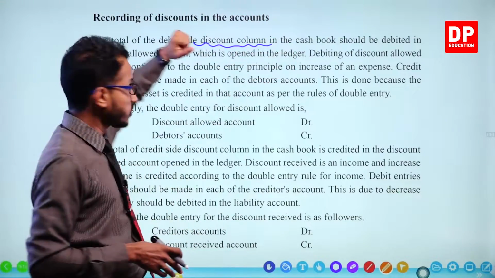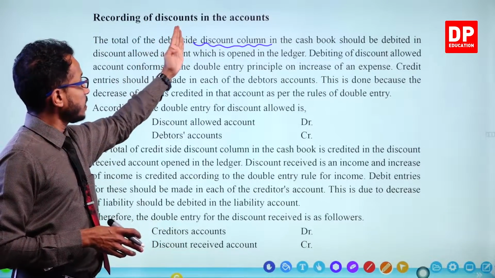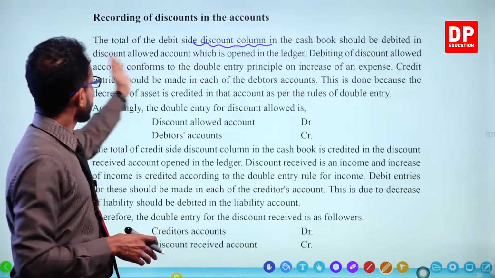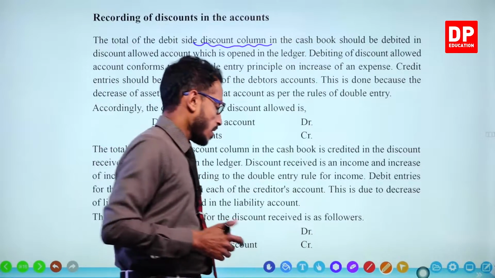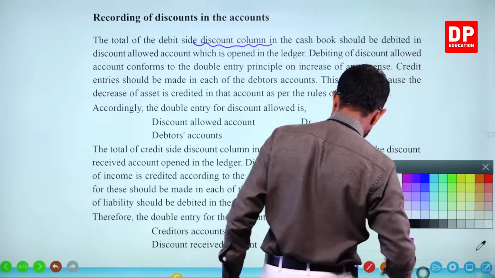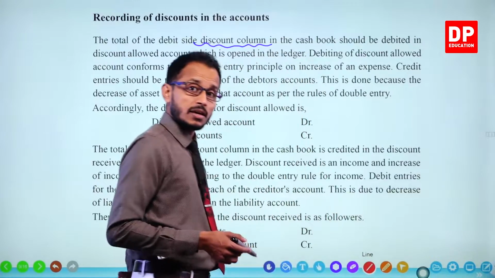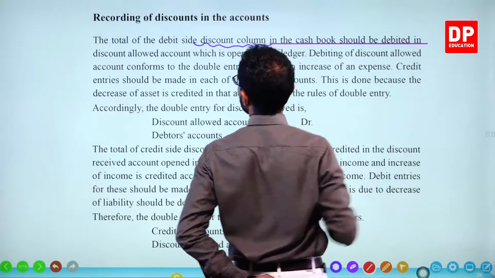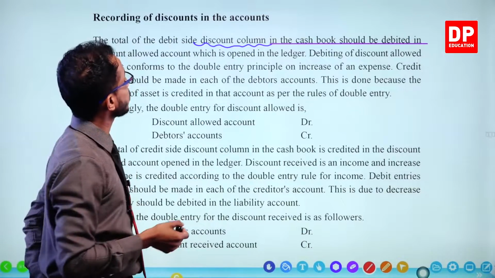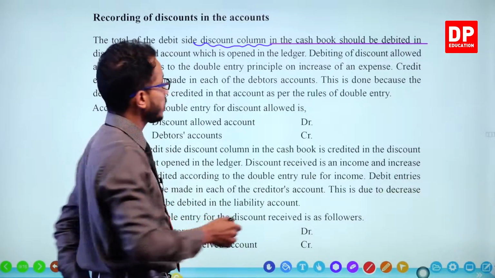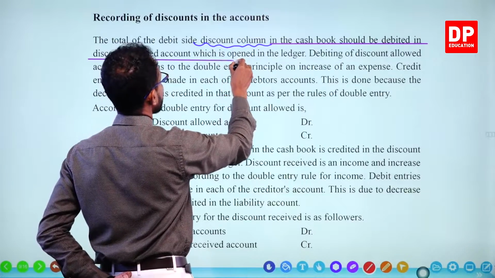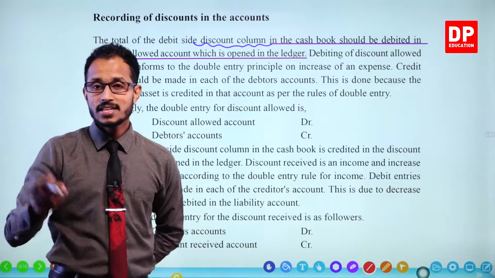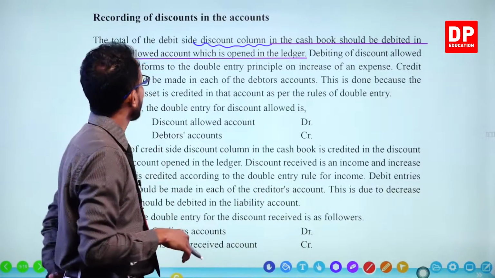So let's read out the text. The total of the debit side discount column in the cash book should be debited in the discount allowed account, which is opened in the ledger. Now, we are processing a lot of data here, children. Totals of the discount allowed column, debit side discount column in the cash book should be debited to discounts allowed account, which is opened in the ledger. A lot of data. Things that you don't know, things that you are going to learn. Right?